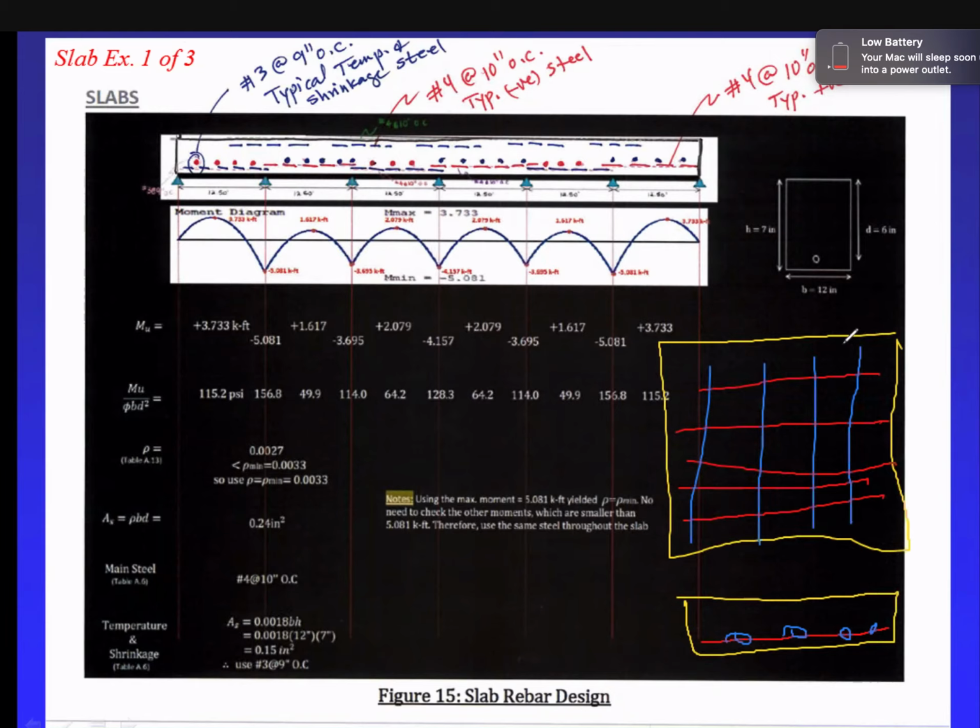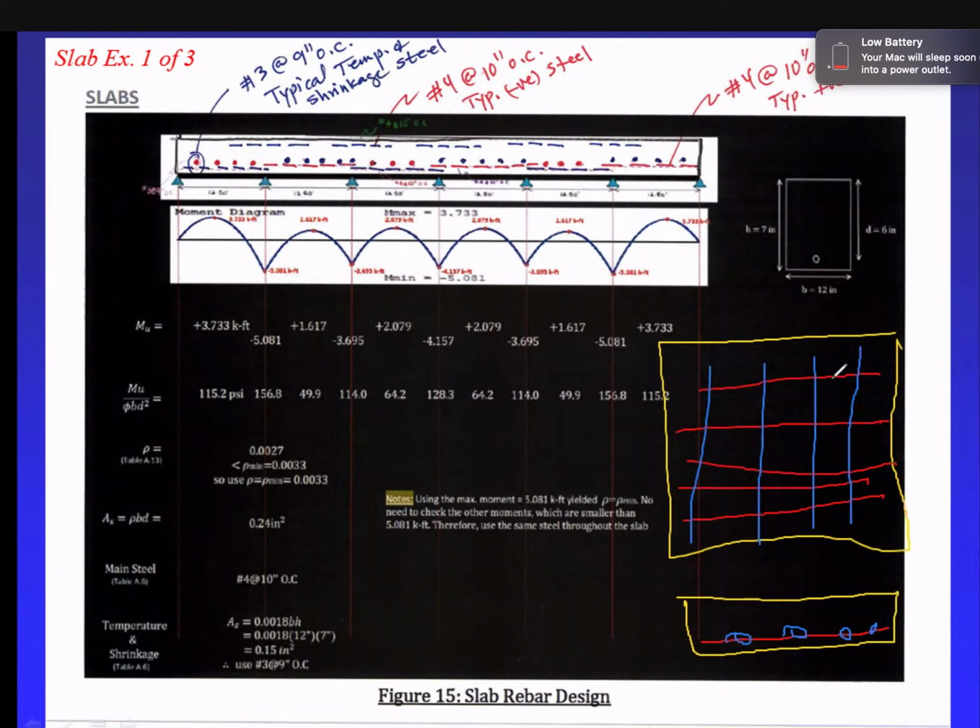So how much steel do we put for that? The code told me, and we went over that, that the temperature and shrinkage steel is AS equals 0.0018 B times H, not B times D, B times H. 0.0018, B is 12, H is 7, so 0.15 inches square. Okay, so 0.15 inches square.